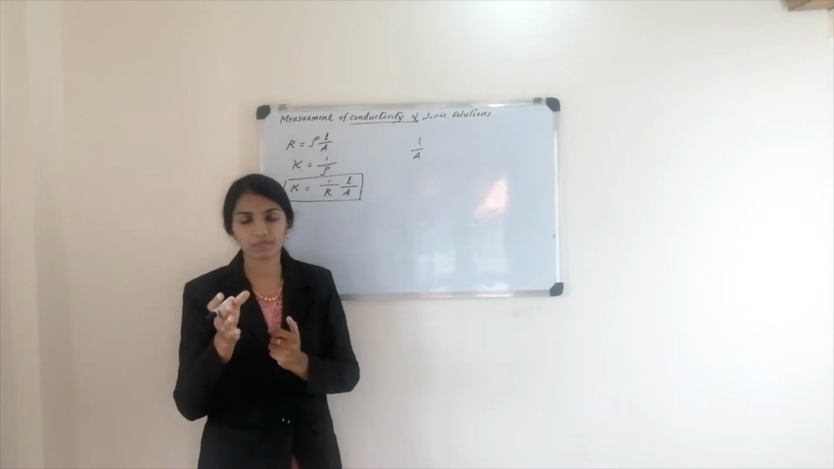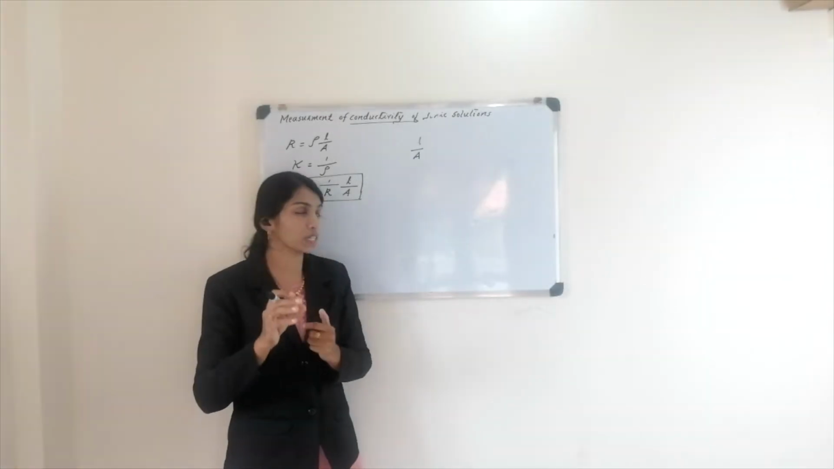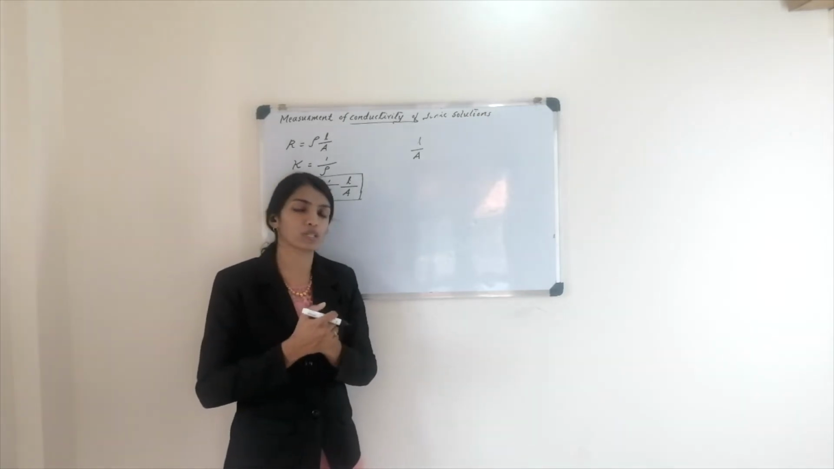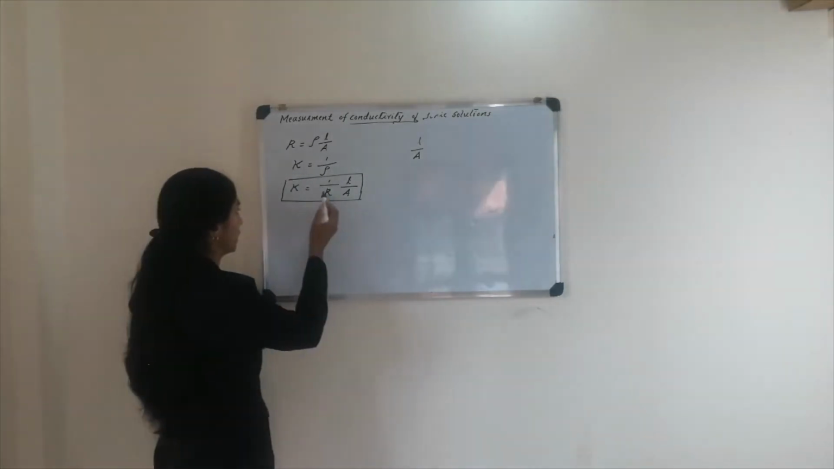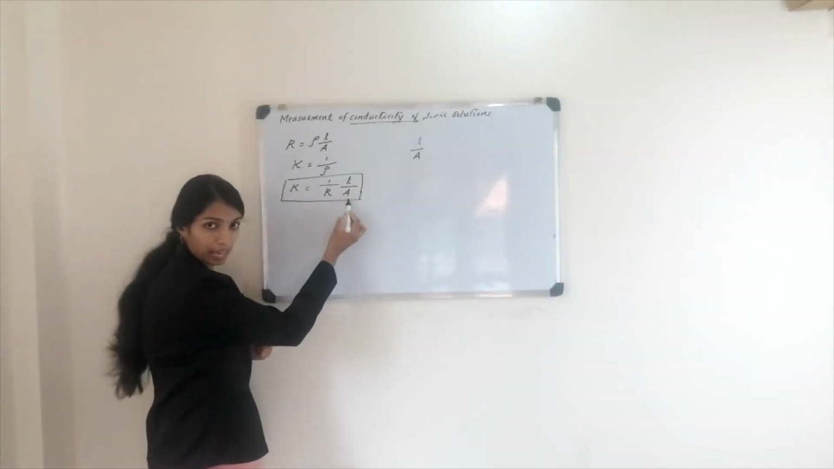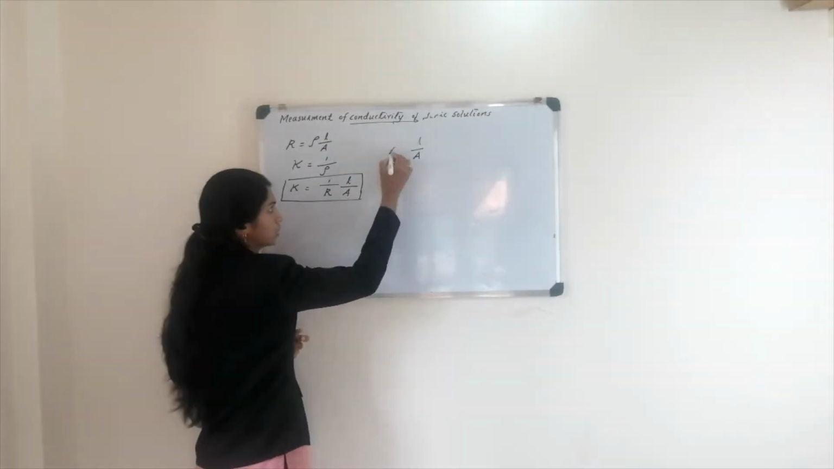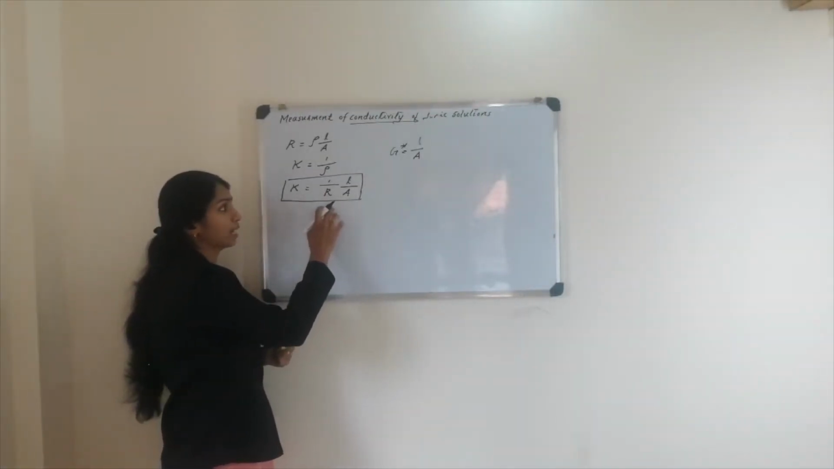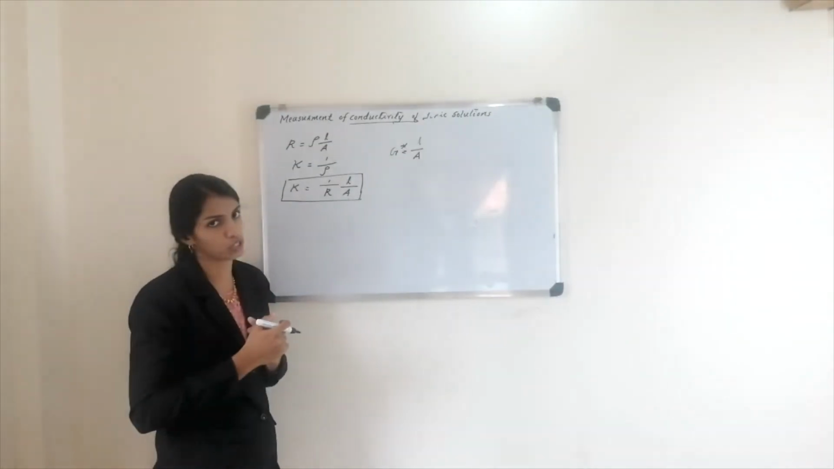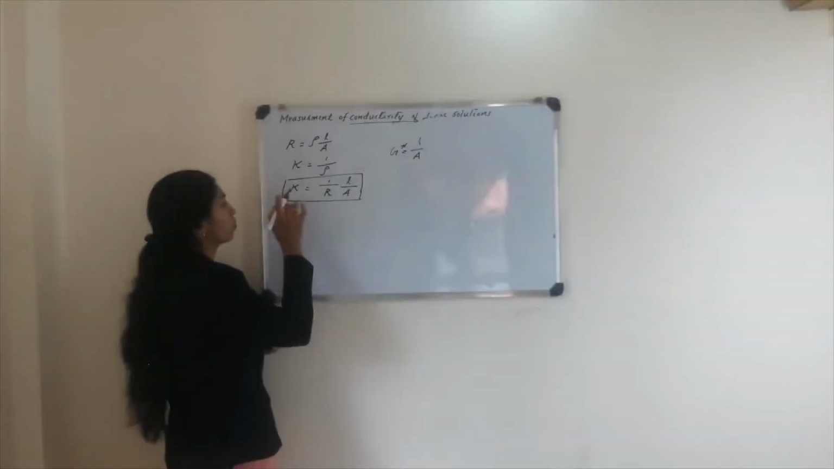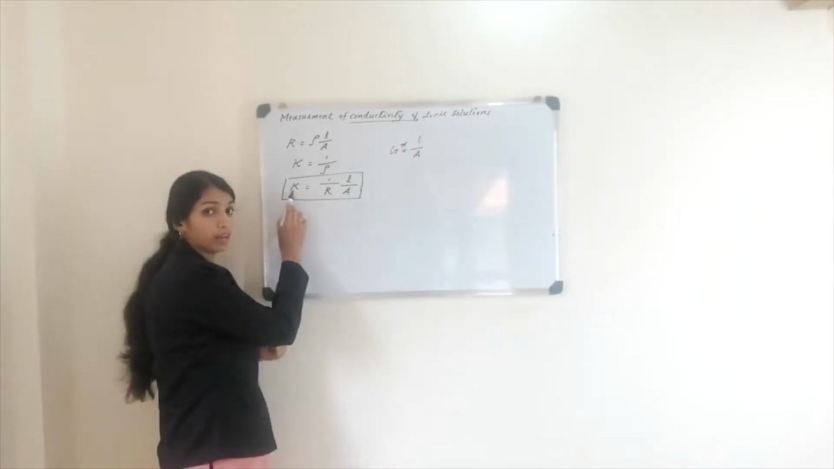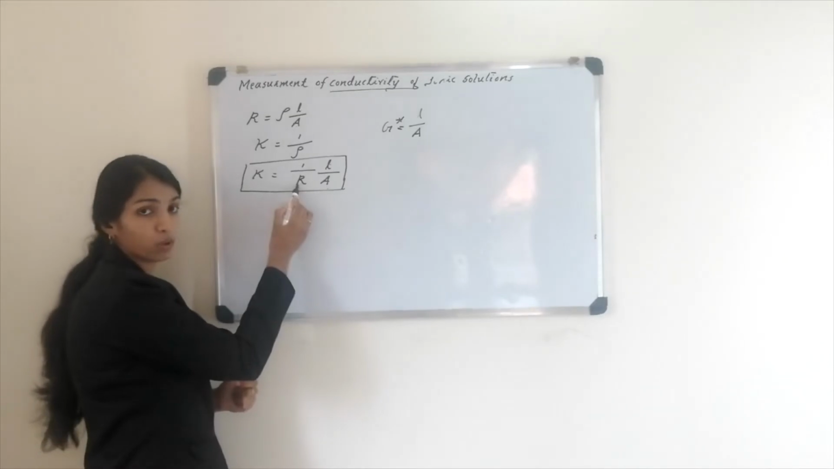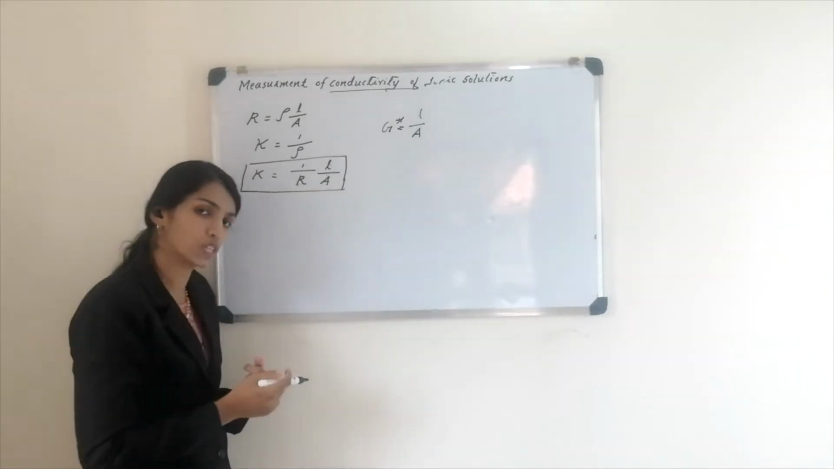This is a short question: what is the cell constant? Cell constant is the ratio of the length between the platinum electrodes to the area of cross section of that electrode. In this expression we can see that L by A is denoted as G star. So conductivity kappa is equal to 1 by resistance into the cell constant. So for measuring the conductivity value of a solution, first we have to measure the resistance of that solution and the cell constant value.